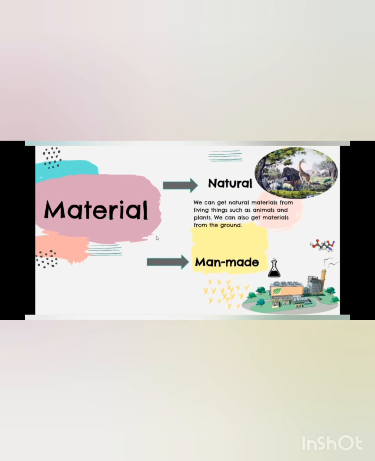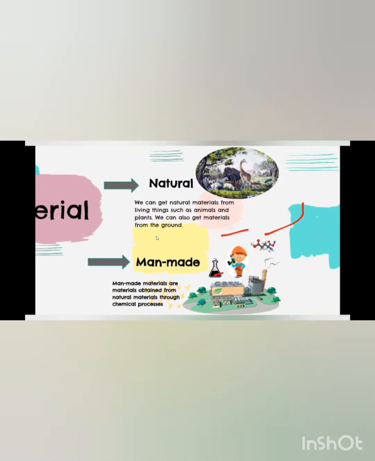What are the natural materials? We get natural materials from living things such as animals and plants. We get materials from the ground as well. Man-made materials, you read it in the book as well. Man-made materials are materials obtained from natural materials through the chemical process.